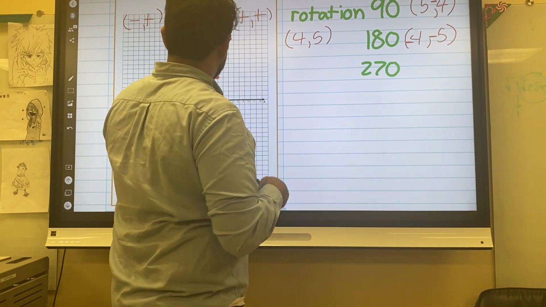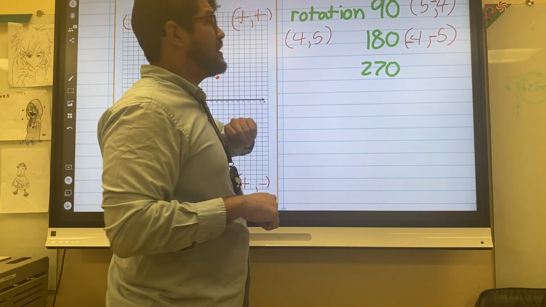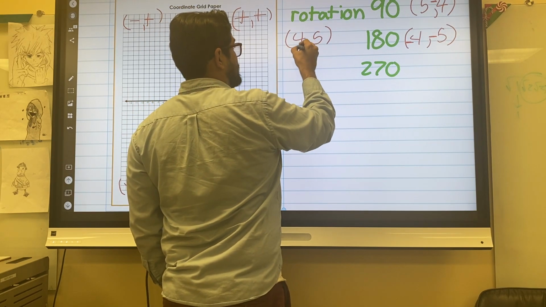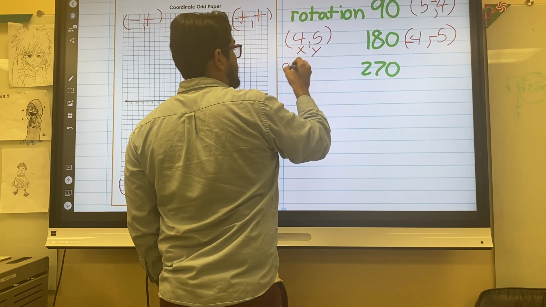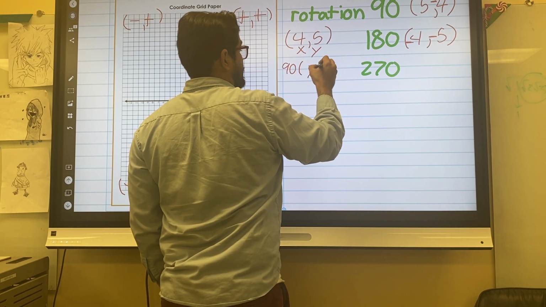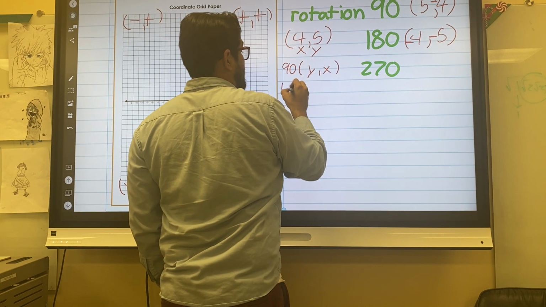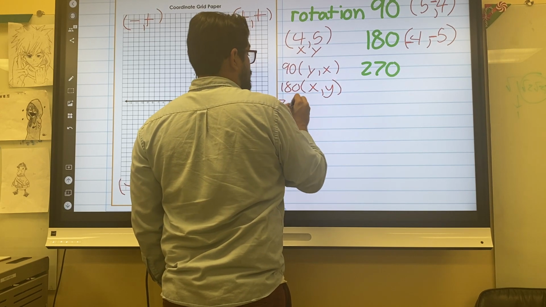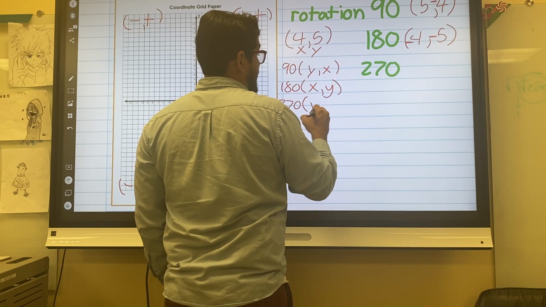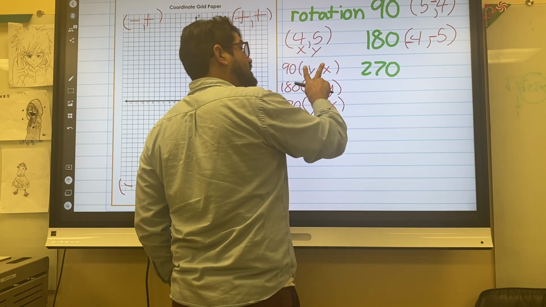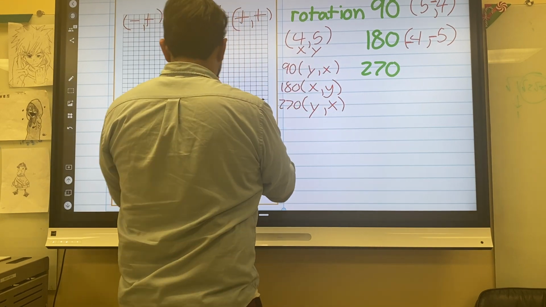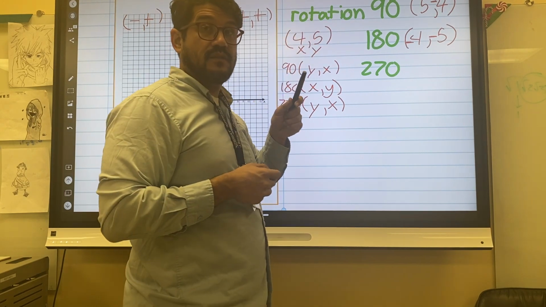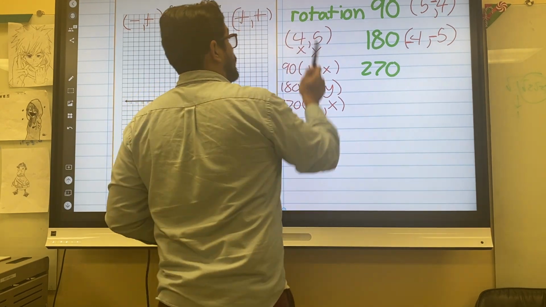So now the last one we're going to do is 270. So this is xy. If I was doing 90, it would be yx. If I'm doing 180, it's going to be xy. But if I'm doing 270, it's going to be back to yx. Every single time you go into a new quadrant, the numbers rotate. Okay?